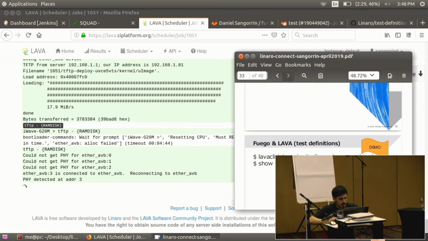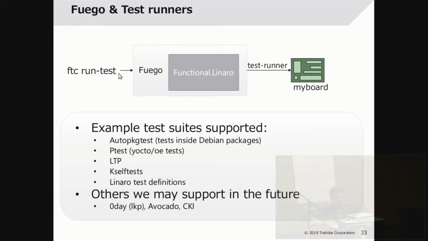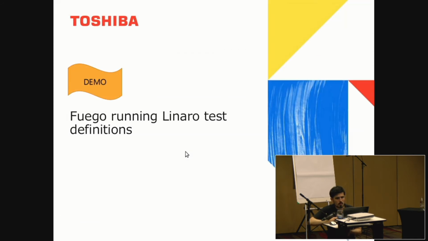I'm going to go ahead to the next step. Yeah, so this is another integration between Fuego and test runners. Fuego is very good at wrapping test runners. For example, we have support for Auto Package Test. So all packages in Debian that have Auto Package Tests inside, we can test them. All packages in Yocto Open Embedded that have ptest, that have tests inside, we can also run all of them. Of course, we can run LTP, KSelftest, and now we can also run Linaro test definitions. So I'm going to show a demo running Linaro test definitions directly from Fuego.